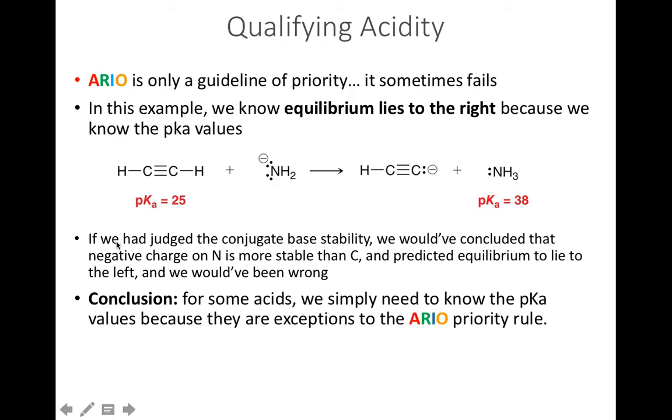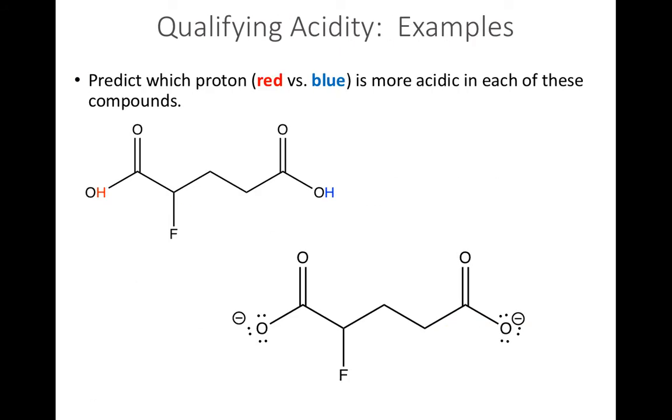and so this goes against our predictions. And so for this, we would have needed to just use the pKa's. Now, if I don't give you the pKa's and I ask you to predict which is the stronger acid, then using the ARIO sequence is always going to work for those examples. If it doesn't work, we'll have to give you the pKa's. All right, so we've looked at a couple examples. And in these cases, I'm not giving you the pKa's, so we know that the ARIO ordering of importance is going to work.